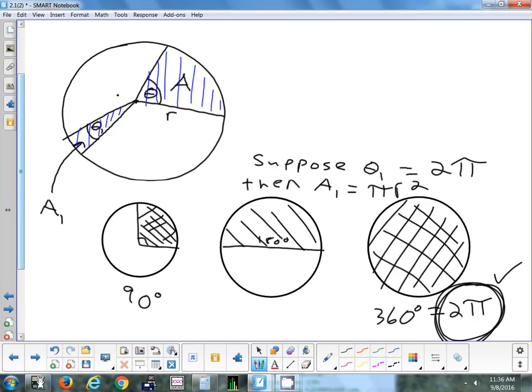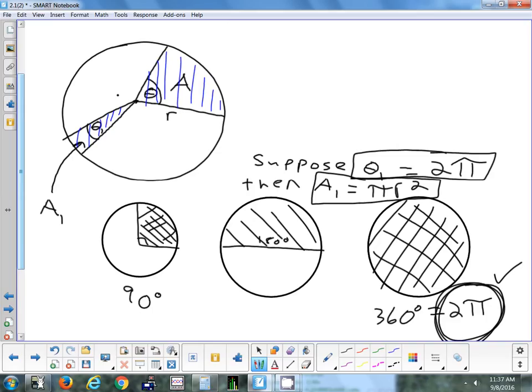Okay, so here's going to be our starting point to figure out the formula for the area of a sector. If theta 1 equals 2 pi, then the area is pi r squared. That's like saying in 1 foot there's 12 inches. This is the fact we're going to start with that lets us figure out other things. If you didn't know that 2 pi is the angle that takes up a whole circle, and you didn't know pi r squared is the area of a circle, we would be stuck. So you have to know that formula.